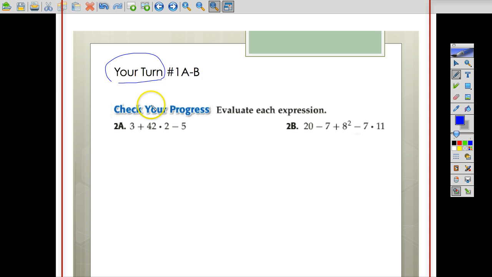Problem 1A, actually this is 1A and 1B. So on your piece of paper, write down the problem 1A, solve it, and then write down 1B and solve it. Make sure on that paper you write your name and the date and what lesson this is. Alright, so here's your chance to do that. So pause the video and come back when you're done.